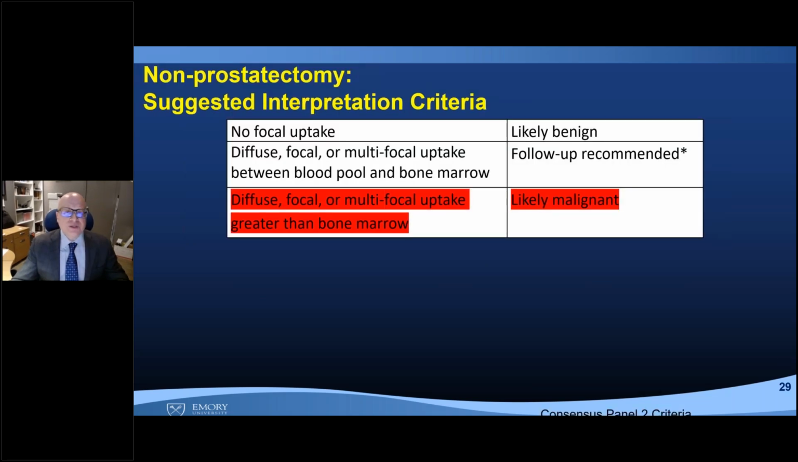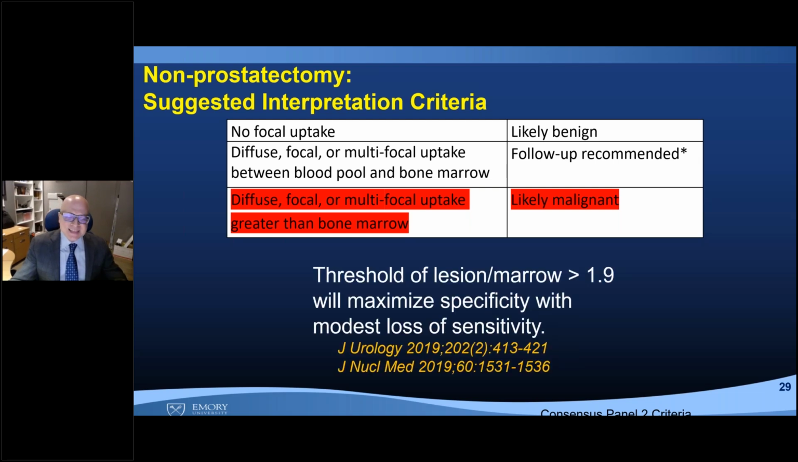Diffuse, focal, or multifocal uptake greater than bone marrow is considered likely malignant. But this is very important because these consensus panel criteria will maximize your sensitivity. We've since done some research showing that the higher your threshold, for example, twice that of marrow, the higher your specificity. You can maximize your specificity with only a modest loss of sensitivity. So it just depends where you want to be on that sensitivity specificity continuum.